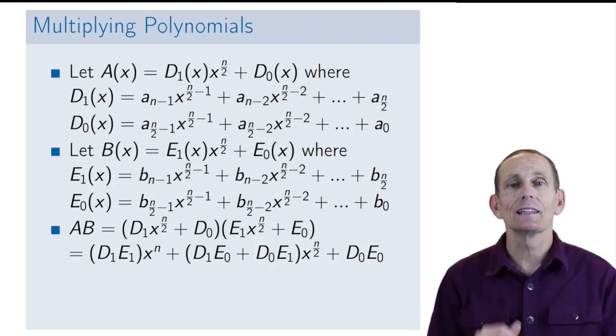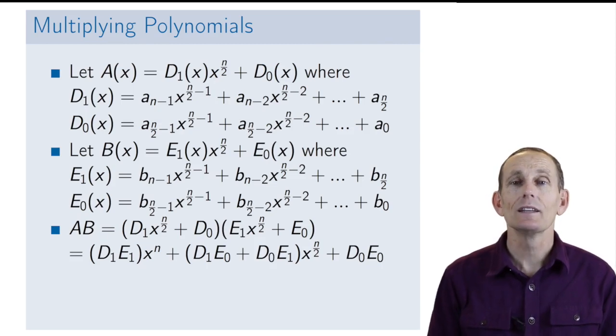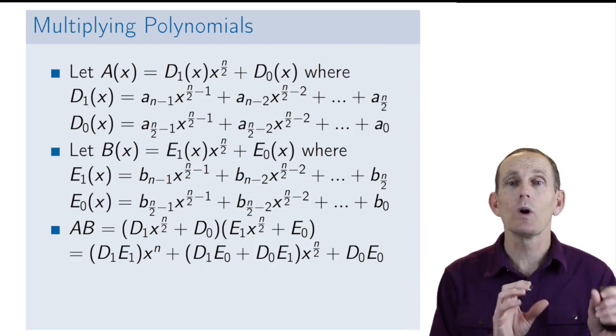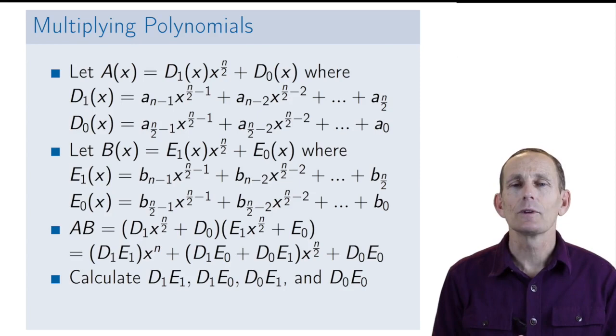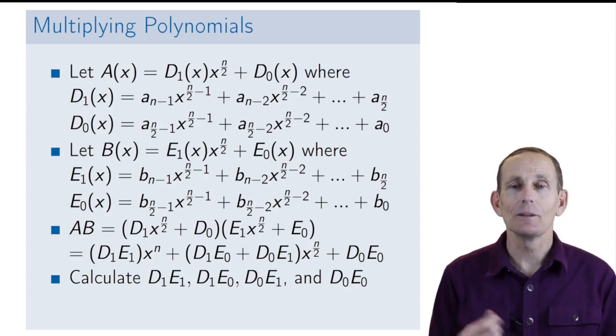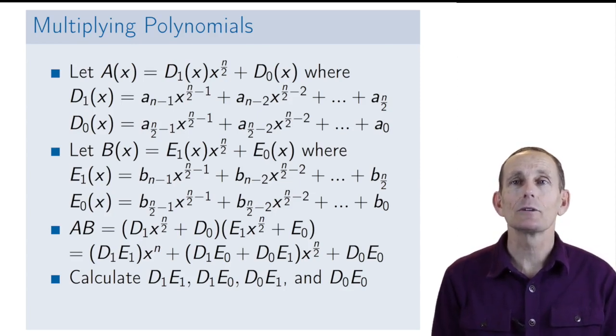And that then yields four terms. D1 E1 times x^n, D1 E0 plus D0 E1 times x^(n/2), plus D0 E0. The key here is that we now just need to calculate D1 E1, D1 E0, D0 E1, and D0 E0. Those are all polynomials of degree n over 2. And so now we can go ahead and use our recursive solution to solve this problem.